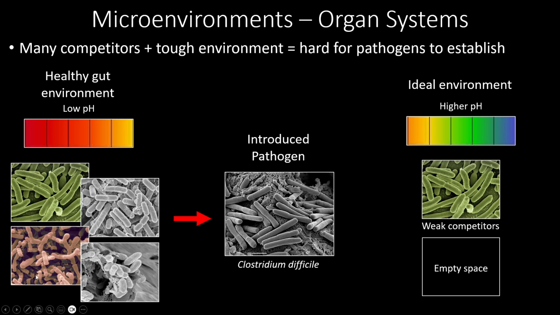And so if you reduce those communities, you make them less diverse, eliminating, say, this bacterium and this bacterium, you may open up a space for something more problematic to come in and establish, like, for example, Clostridium difficile, which is a type of opportunistic pathogen that does take advantage of people that are coming off of antibiotic treatments, for example. It's a common nosocomial infection.